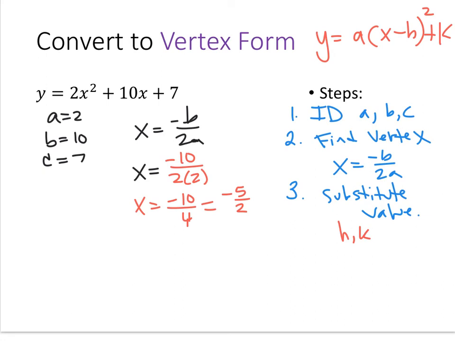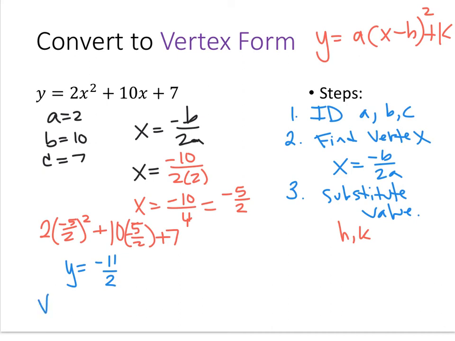And so what I'm going to do with this now is plug this into my original equation. So 2 times negative 5 over 2 squared plus 10 times negative 5 over 2, and then plus 7. So I'm going to go ahead and calculate that, which ends up giving me a value of y equals negative 11 over 2. And so the idea behind that is that tells me my vertex. And so the vertex that I have is going to be negative 5 over 2 and negative 11 over 2.